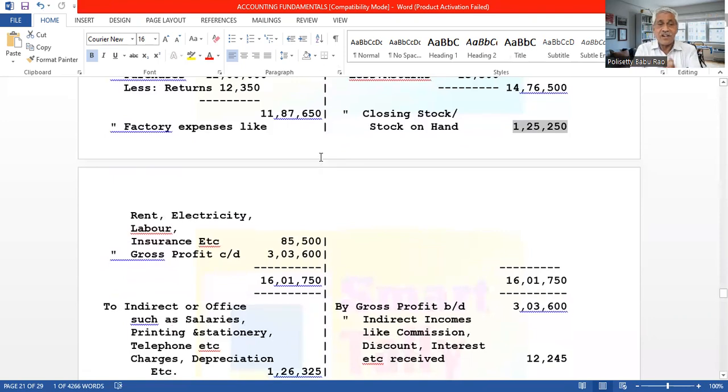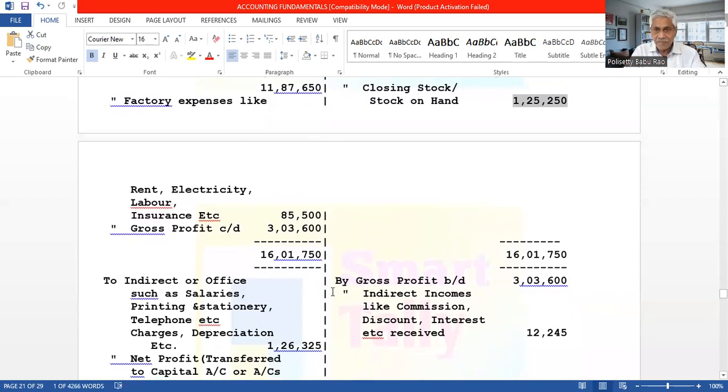That is called gross profit or gross loss. It is carried down to the next part, the profit and loss account, and the next part will start with the gross profit. So in the trading account, we write gross profit carried down. If it is a loss, on the credit side, gross loss carried down.